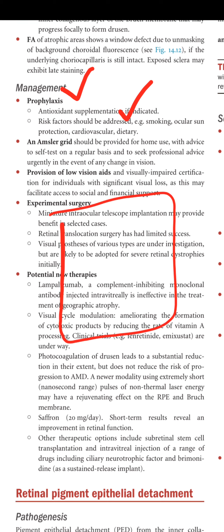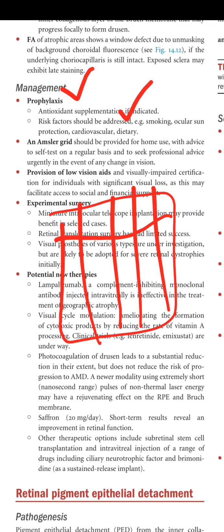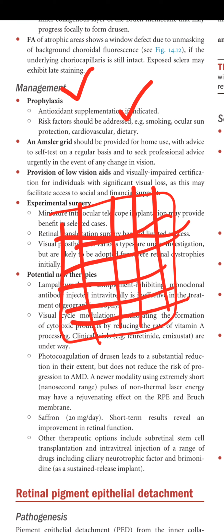So basically, the Amsler grid is a grid pattern on a black or white background, and you ask the patient to look at the spot in the center of the Amsler grid and see any kind of distortion in the grid.